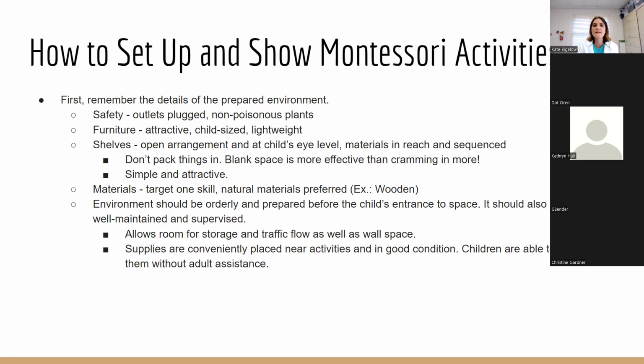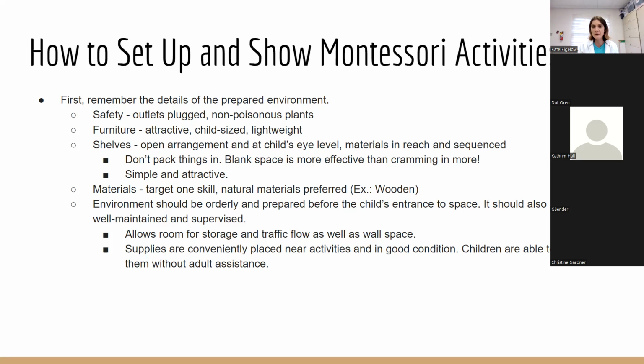We already discussed the child-sized furniture. It's important that it's attractive, well-maintained, not broken, not wiggly. The tables sit flat on the floor. There are no breaks or things that would make it unsafe. And also that they're lightweight. Some of that heavy work, again the child preparing their own environment, a child in a Montessori environment will have the freedom to move chairs around to accommodate their needs. They might need to relocate to another place in the classroom.